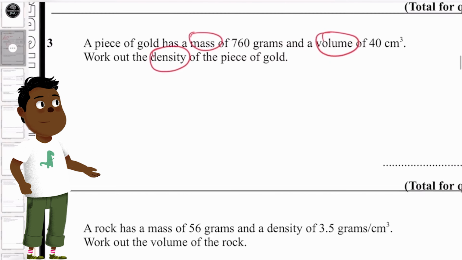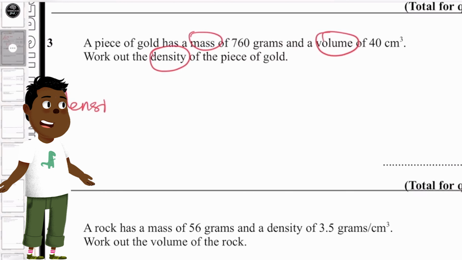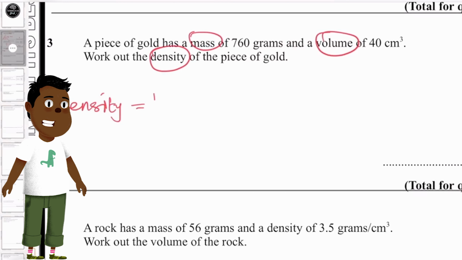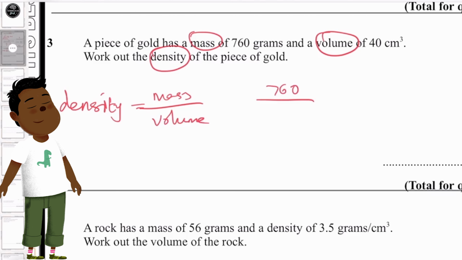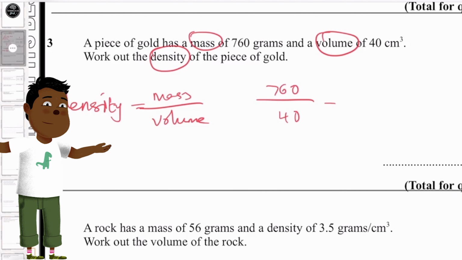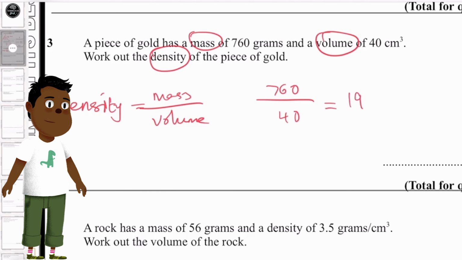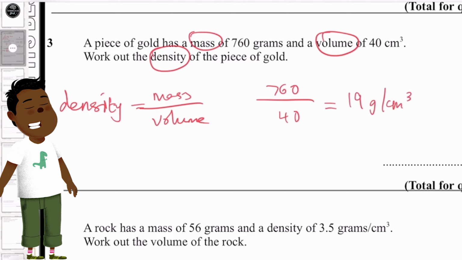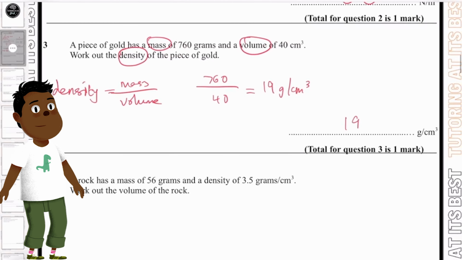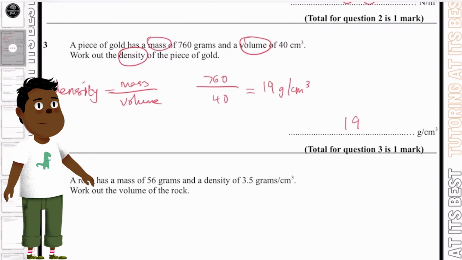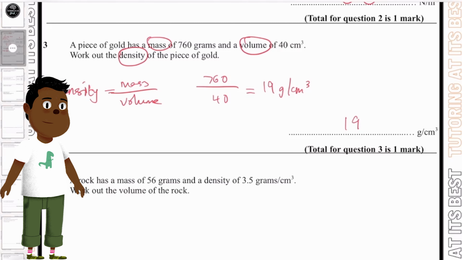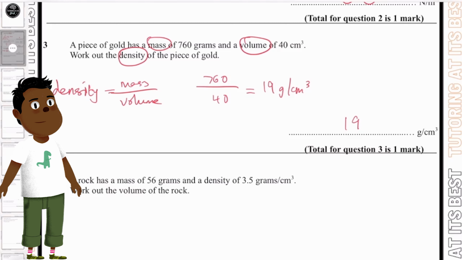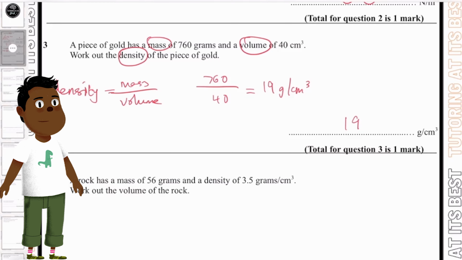So again, for this particular question, let's have our density, which equals our mass over the volume. So we'll take our mass, which is 760 grams, and divide this by our volume, which is 40, and that gives us 19 grams per centimetres cubed. And there we are. So the key area here is to familiarize yourself with these equations. So the next time you're faced with a question like this, you're aware of which equation to use.